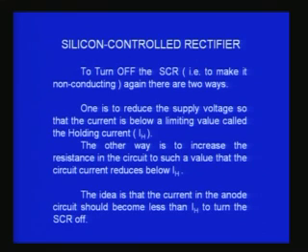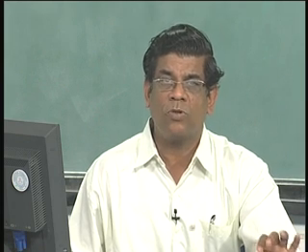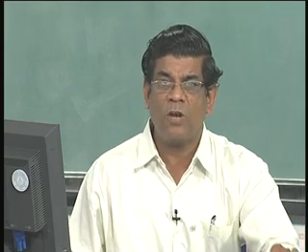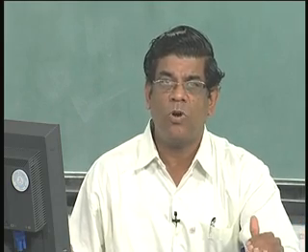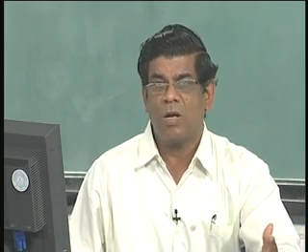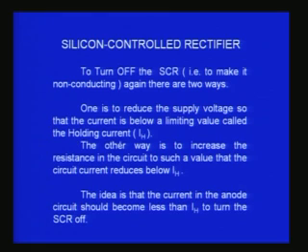So how do I switch off the SCR? The only way to bring the SCR to an off state is to bring the current flowing through the anode and the cathode to a value below a limiting value called the holding current, IH, as you can see. What is the holding current? It is a current which I should hold, above which only it will be in conduction, and below which the SCR will come into off state or non-conducting state.